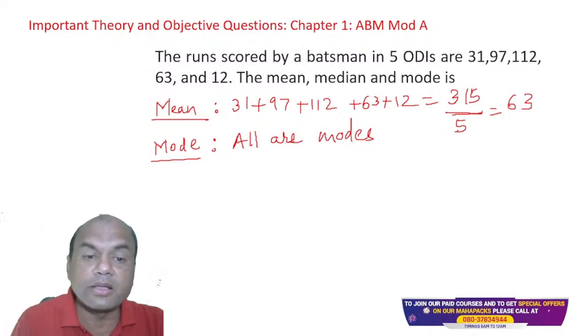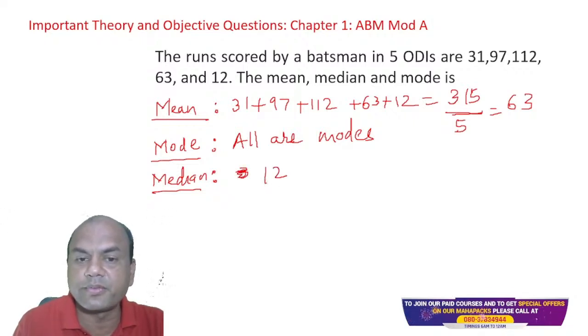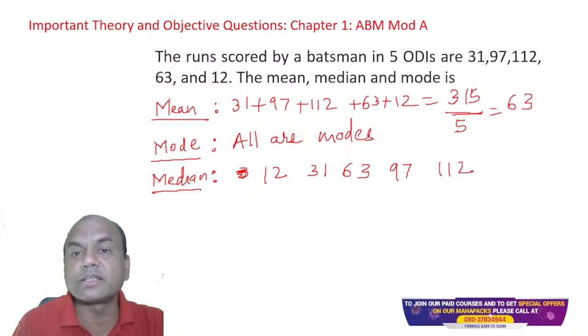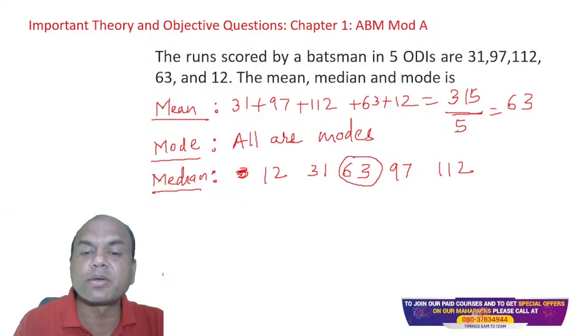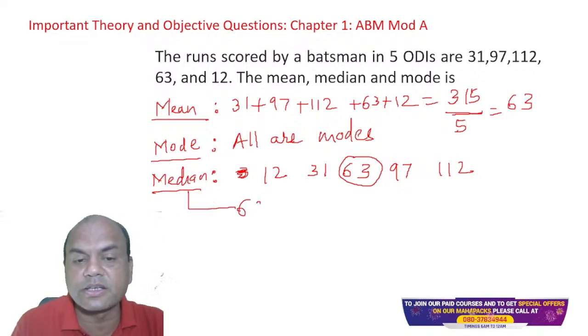Okay? Now median. How to find out the median? What did I say about the median? First arrange from the lowest to the highest. First is 31? No, not 31. Lowest is 12. Then 31. Then 63. After that 97. And the last one is 112. Whatever is arranged, find the central number. Which is the central number? 63. So 63 is my median. Median equals 63.